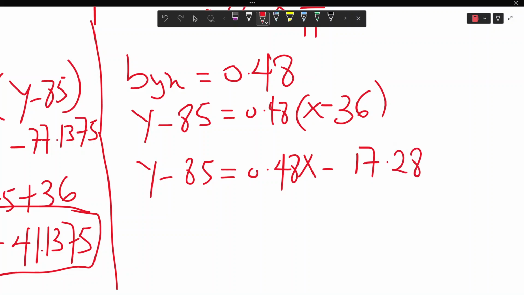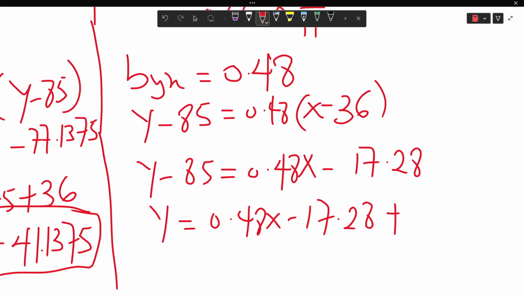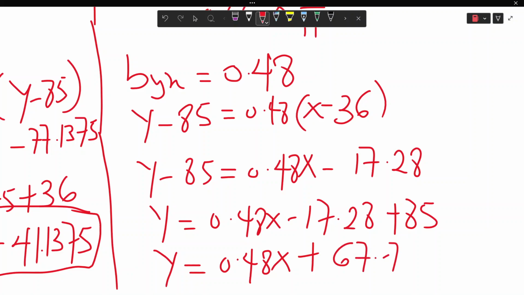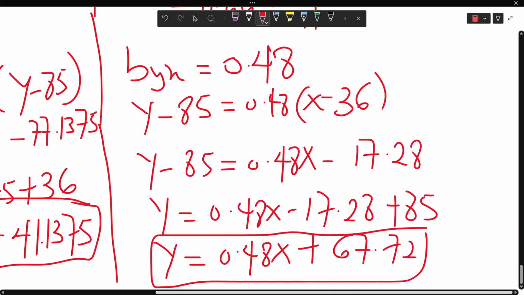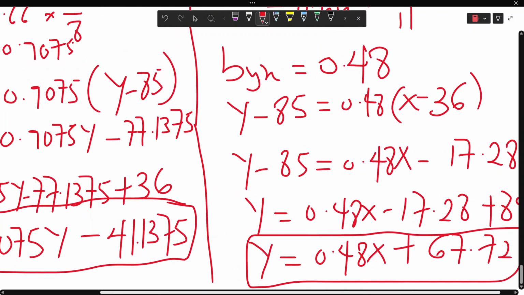Let's make y the subject. Y is equal to 0.48x minus 17.28 plus 85. Y is equal to 0.48x plus 67.72. So this is our regression y on x.